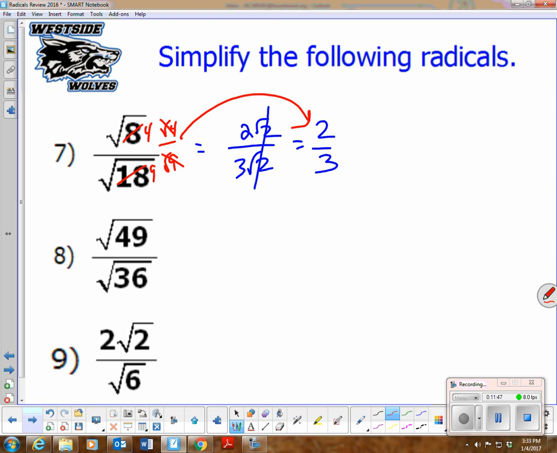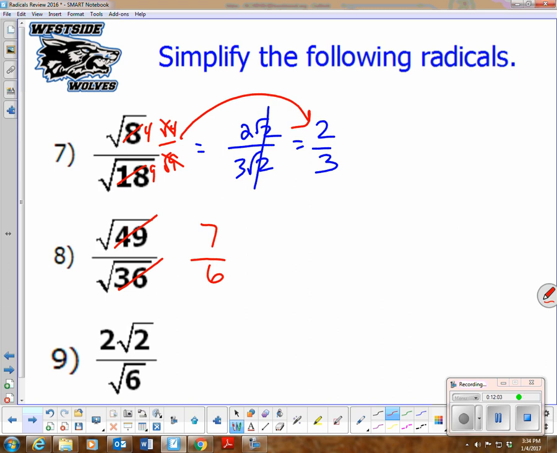That is so much easier than multiplying by a version of 1 like square root of 18 over square root of 18. That just makes the numbers too big. This one, number 8, pay attention. They're both perfect squares. We're done. Okay, number 9.